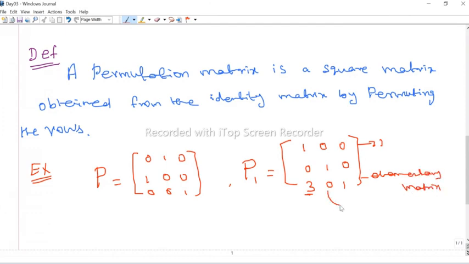This matrix is not a permutation matrix. In a permutation matrix, all the entries are either 0 or 1, not other numbers. But in an elementary matrix, the entries may be 1, 0 or any other number. In a permutation matrix, every row and every column contains exactly one 1, and all others are 0.